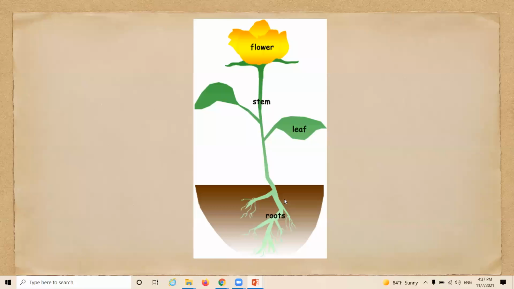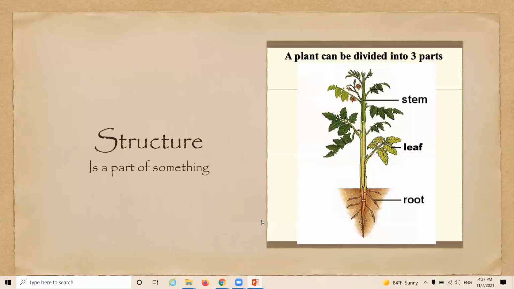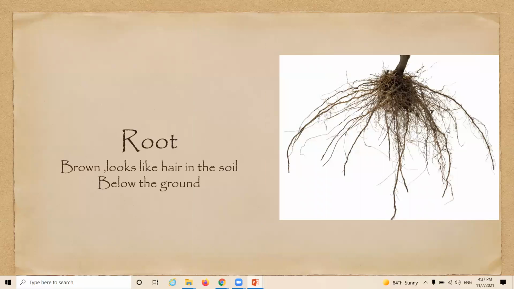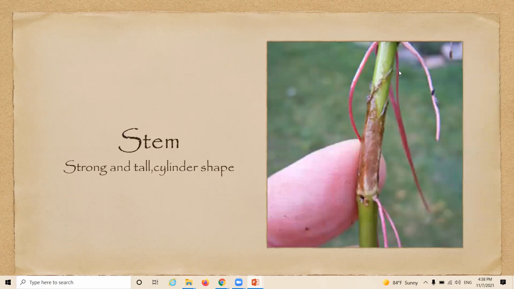Let's look at the plant parts, okay? Number 1, it's a part under the ground in the soil with a brown color. This part is called root. We can call it plant part or plant structure, okay? What about the root? Root is a brown part. It looks like hair in the soil and grows below the ground.